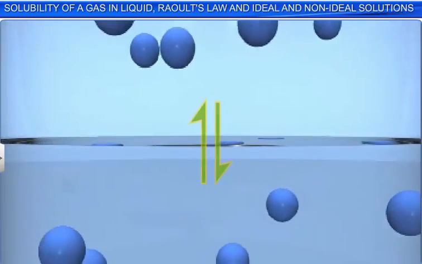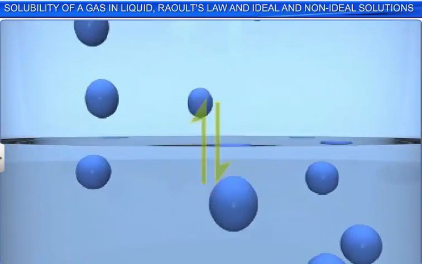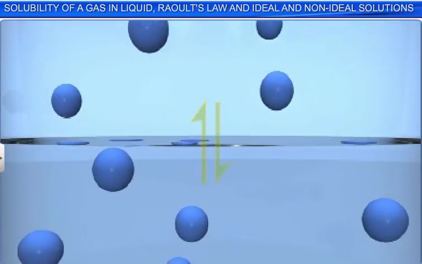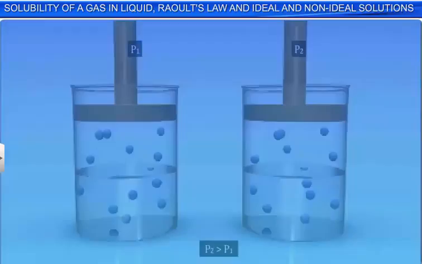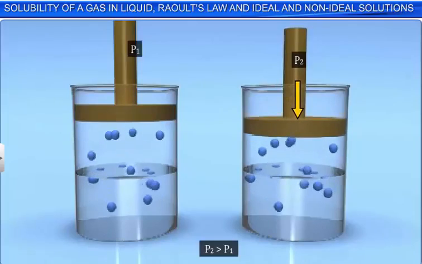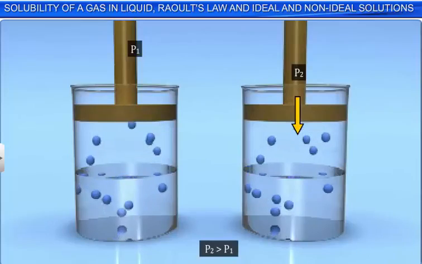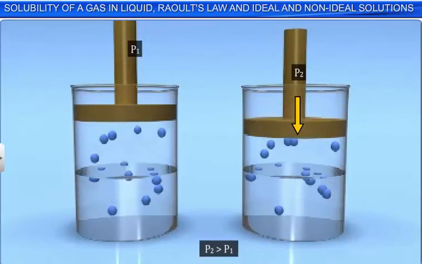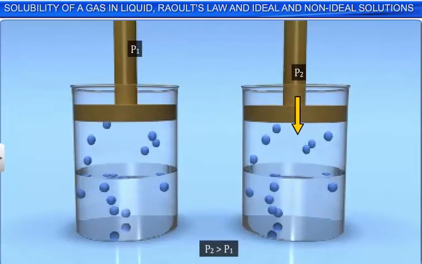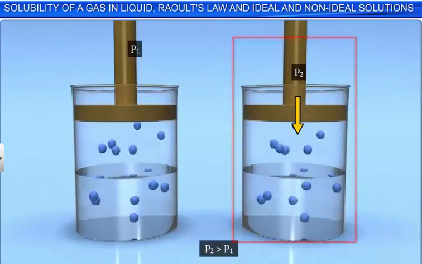At equilibrium, the rate at which the gaseous solute molecules escape the solution equals the rate at which the molecules re-enter the solution. An increase in pressure results in more molecules of the gas striking the surface of the liquid and entering the solution in a given time. Therefore, at high pressure, more gas dissolves in a given volume of liquid than at lower pressures.